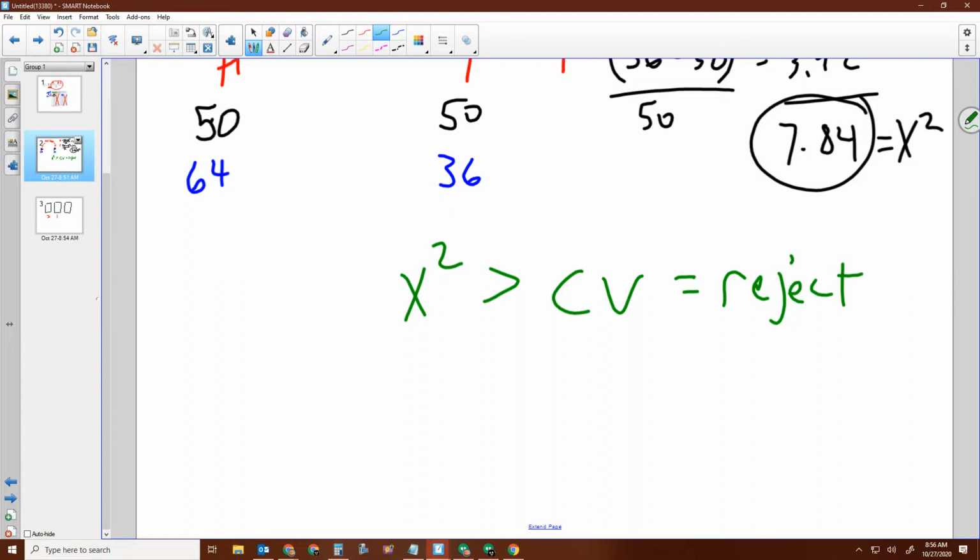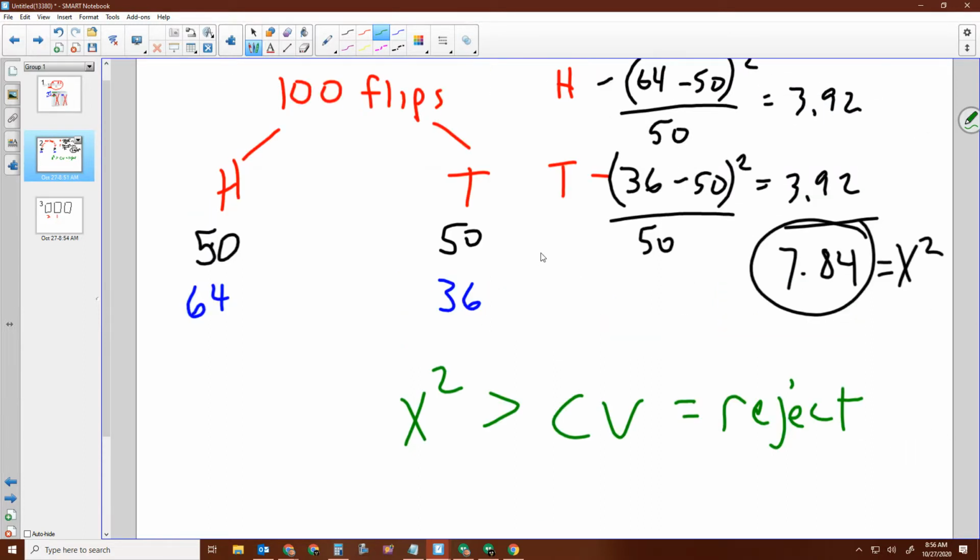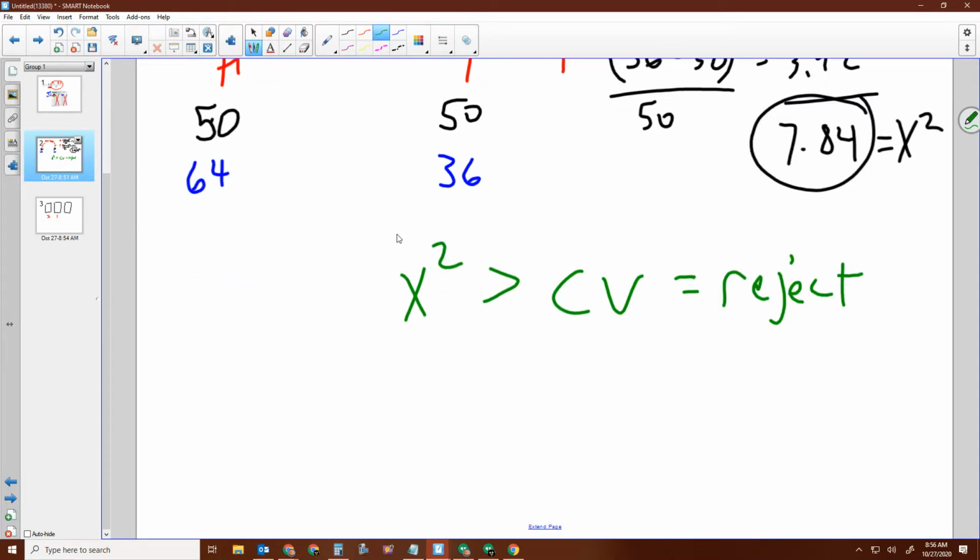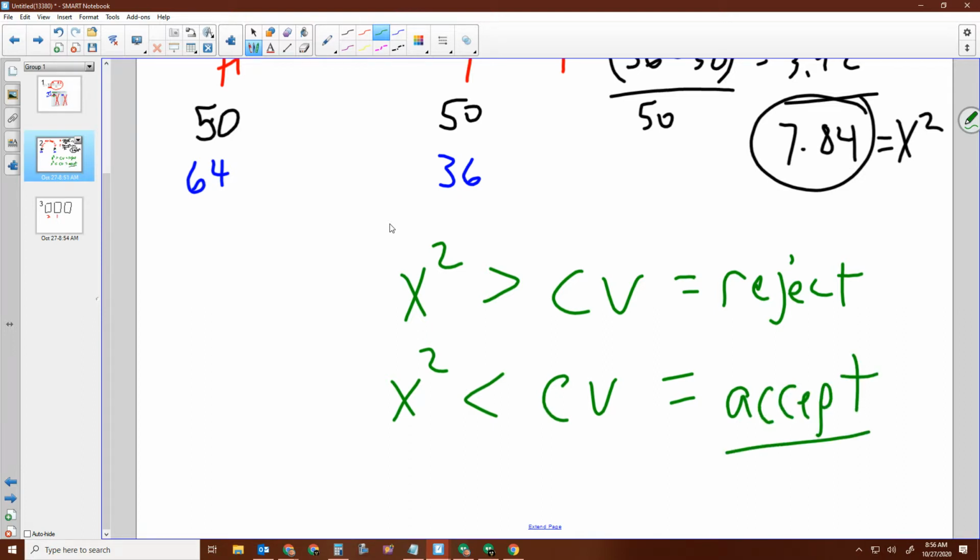And so basically there's something wrong with that penny. That's the way to think about it. Maybe it's weighted a little more towards the tail side because it's causing heads to come up all the time. I don't know. And so that's what we do. If our chi-square is less than our critical value, then we accept the null hypothesis and say, yep, it's close enough to random so that this is exactly what we expect it to get.